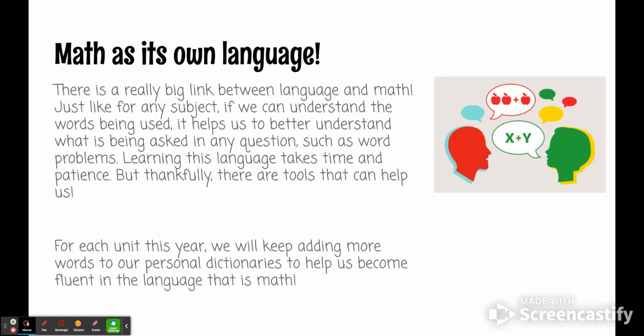All right, now math as its own language. There is a really big link between language and math. And just like for any subject, if we can understand the words being used, it helps us to better understand what is being asked in any question, especially word problems. Now, learning this language takes time and patience. It's just like learning any other language.